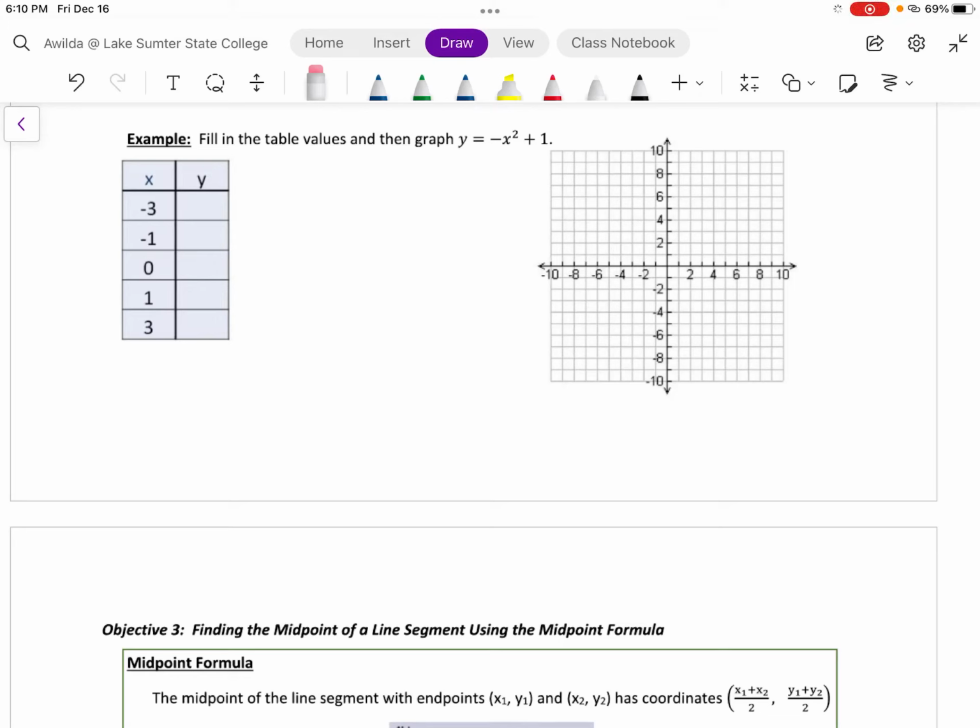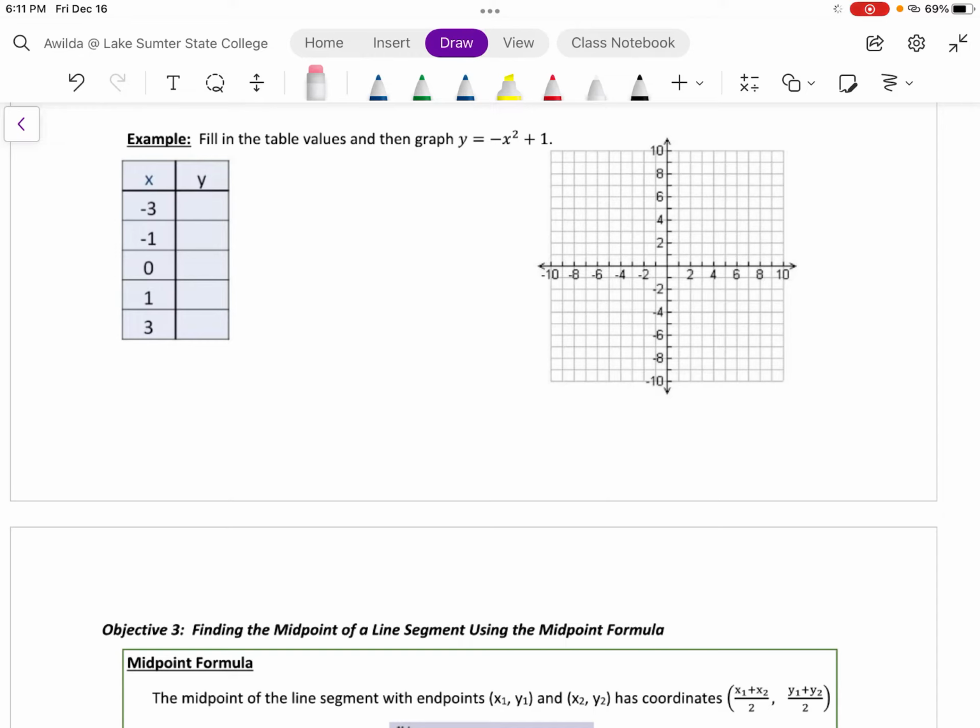In the previous video, we've reminded ourselves that for an ordered pair to be considered a solution to an equation, the x-coordinate and the y-coordinate of the ordered pair, when substituted for x and y in the original equation, must produce a true statement. In this next example, we are given the equation y equals negative x squared plus 1.